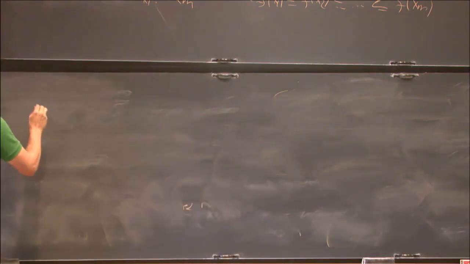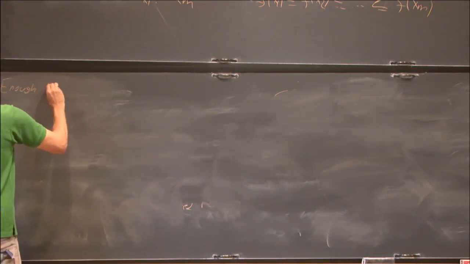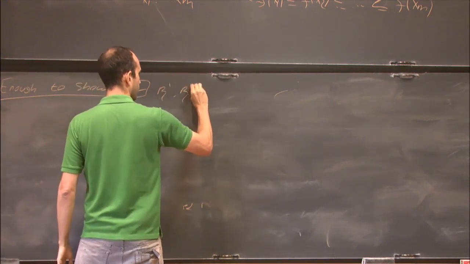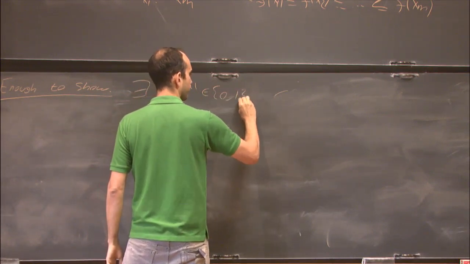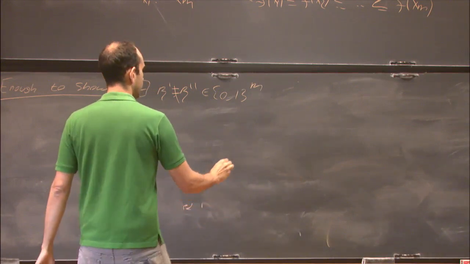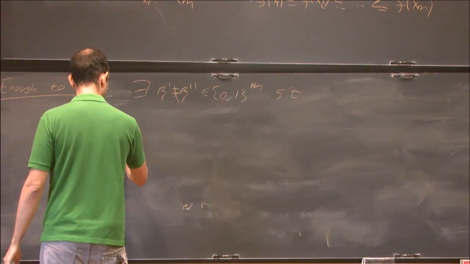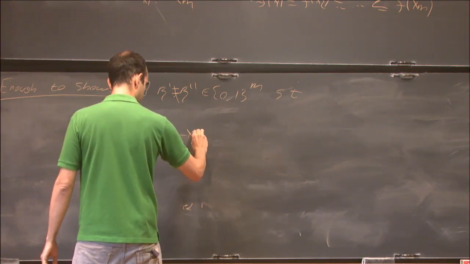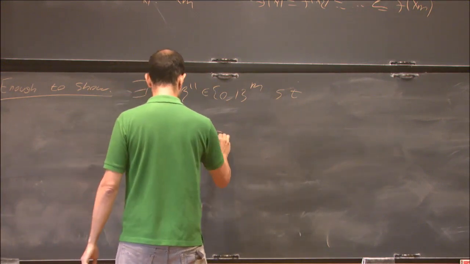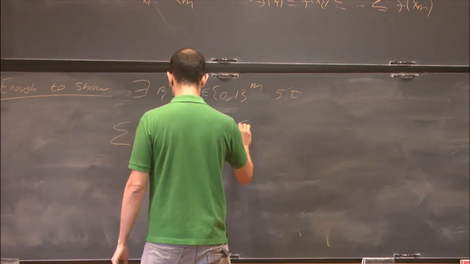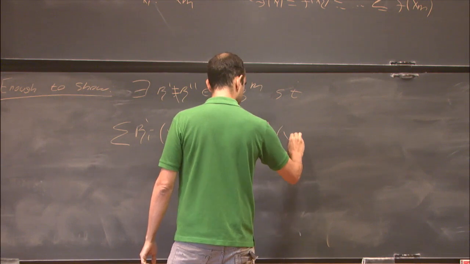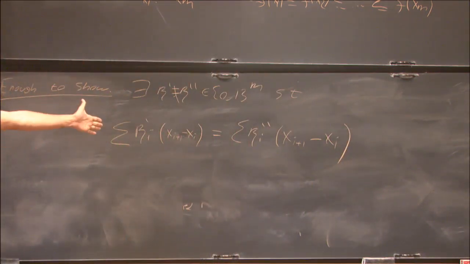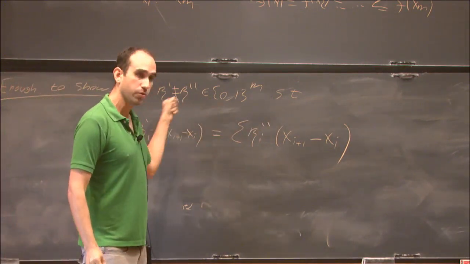The point is, what we'll show, I claim that it is enough to show there exists beta prime, beta in {0,1}^m. Subtract two that are equal, so the difference will be plus minus 1. Such that the sums are equal. This is for me the non-deterministic step in the proof. I claim that it's enough to find two distinct Boolean combinations that give you the same vector.